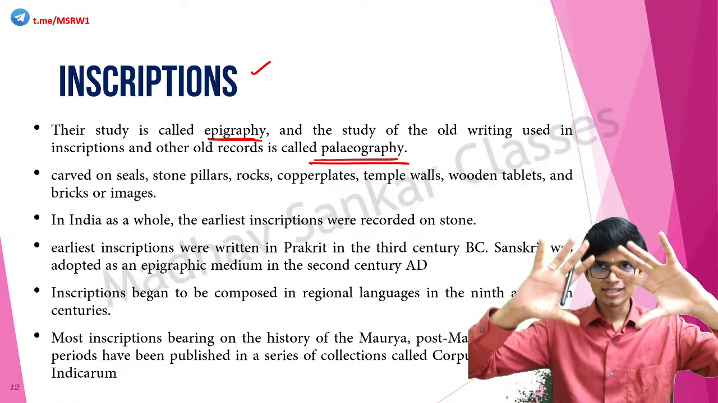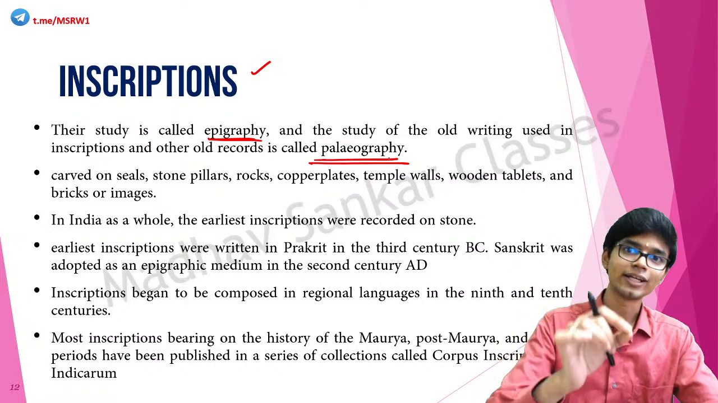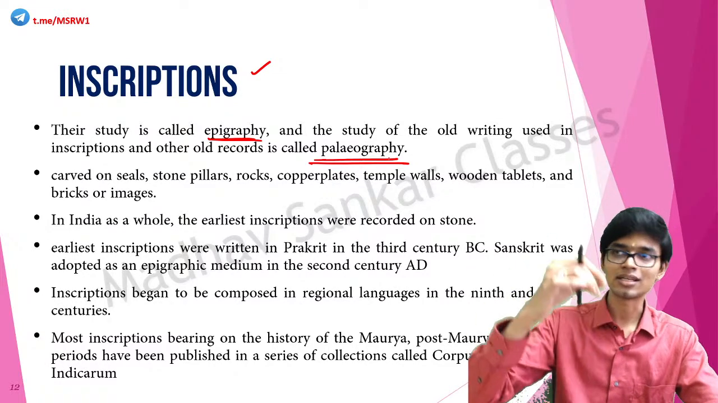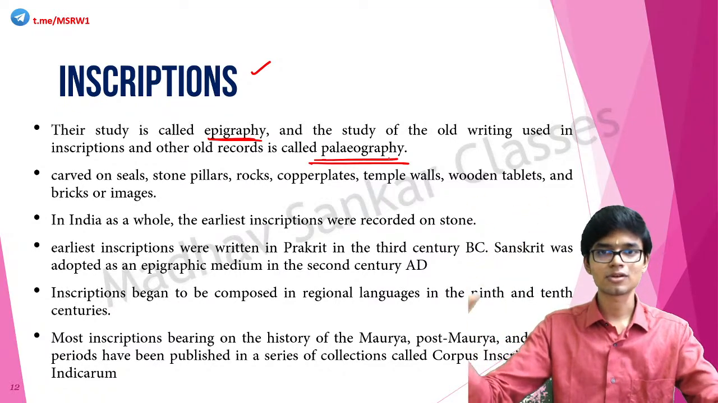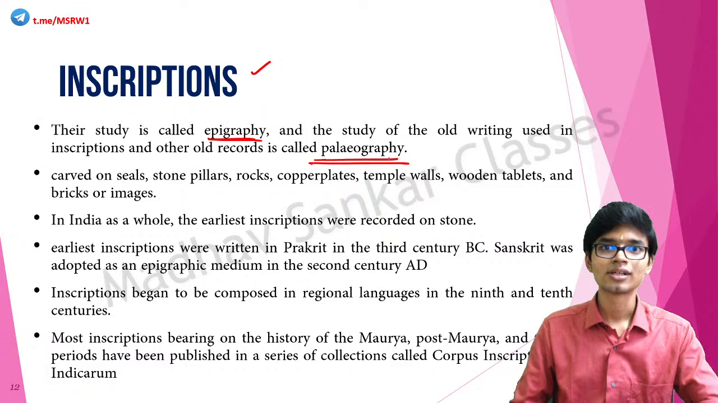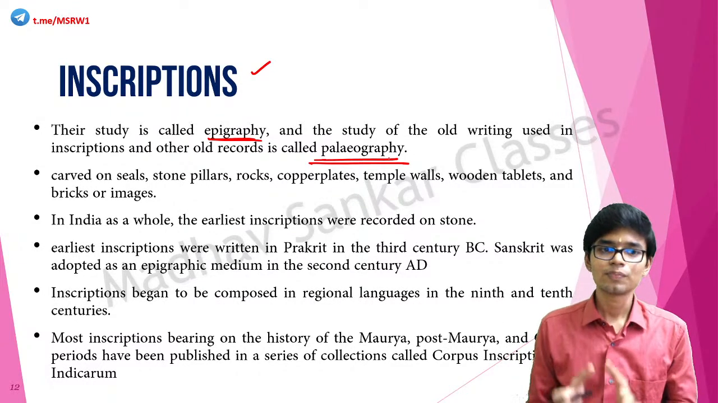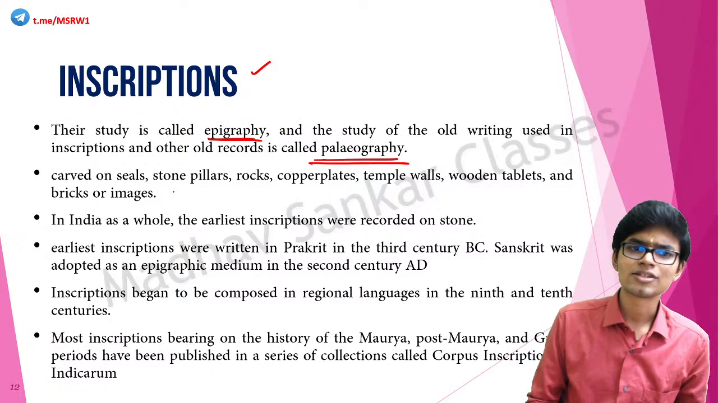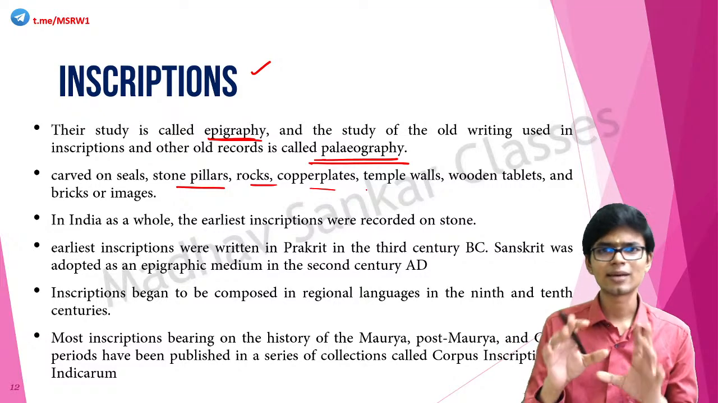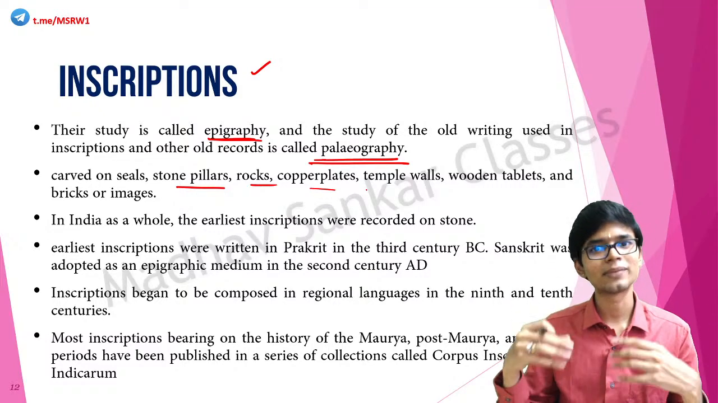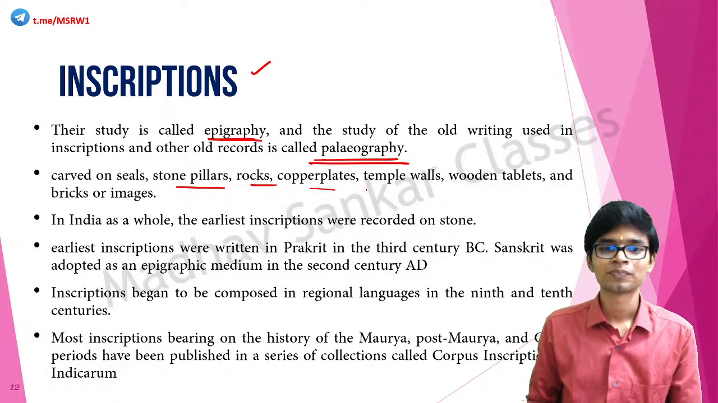If we study the inscription as such, it is known as epigraphy. But the study of ancient writing that we see in inscriptions, in manuscripts, in other forms of literary works, this is known as paleography. Clear? So inscriptions are carved on seals, stone pillars, rocks, copper plates, temple walls, and all. We will study all kinds of inscriptions, some of them in detail, in the upcoming chapters when we talk about the respective dynasties.